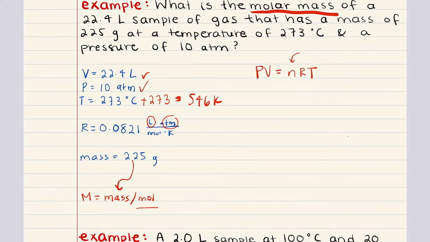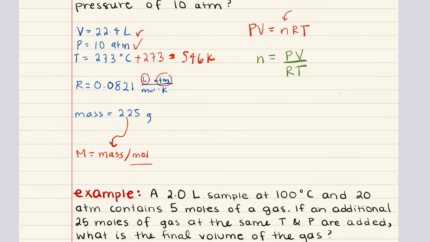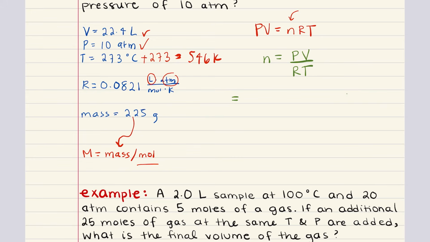The next thing we want to do is rearrange our ideal gas law so that we have moles equals all our other variables. That's going to give us that moles is equal to PV over RT. Now we can begin to plug in our values. Pressure is 10 atmospheres. Volume is 22.4 liters.